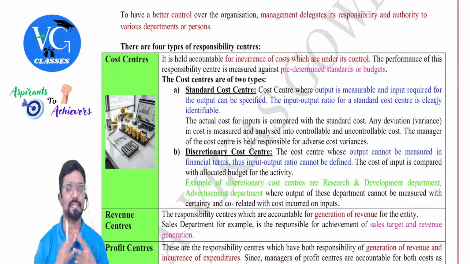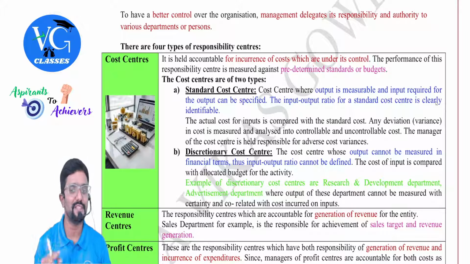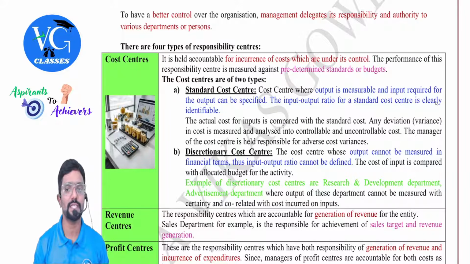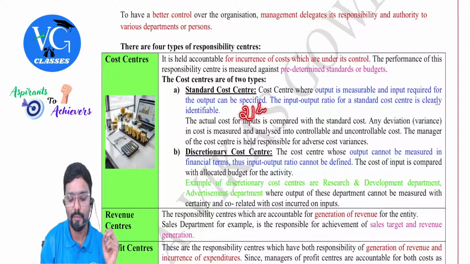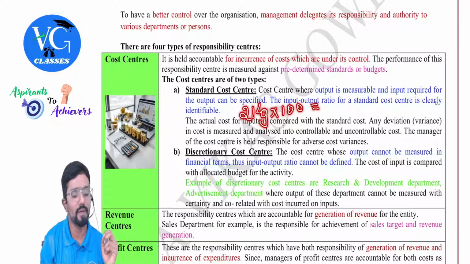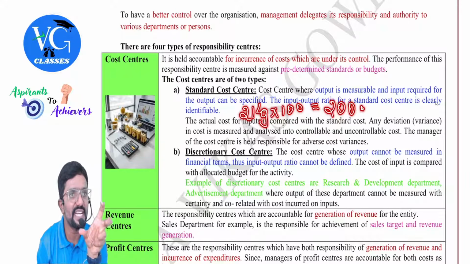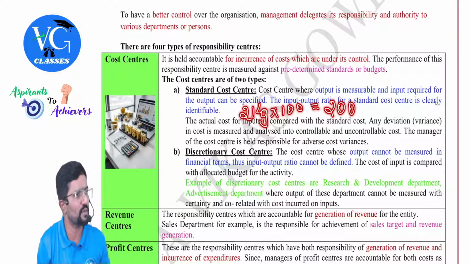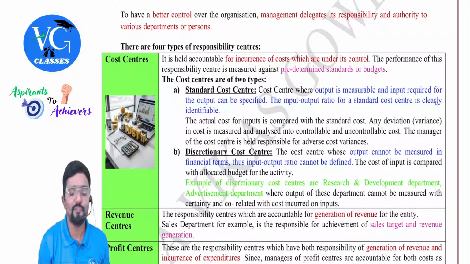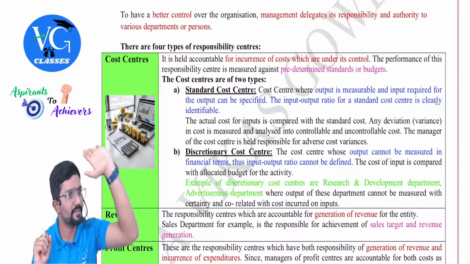First one, standard cost center. A cost center where output is measurable and the input required for the output can be specified. The input output ratio for a standard cost center is clearly identifiable. For example, raw material: to produce each and every unit of output, I require 2 kg of raw material. Each kg will cost me 100 rupees. What is my cost of raw material? 200 for each unit of output. Can I measure it in terms of input output? For every 2 kg of input, I will get 1 unit of output. Clear? So what is the cost of my raw material? It is 200, as per my example.